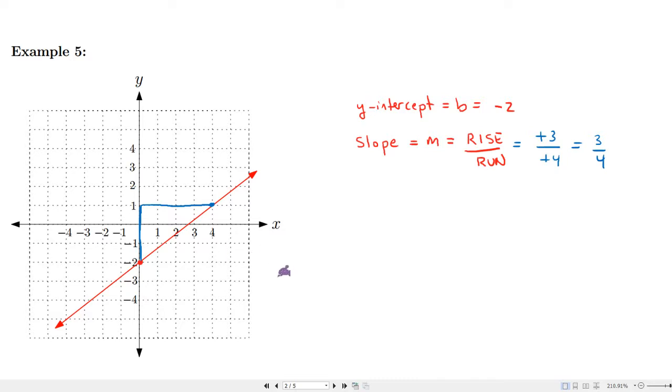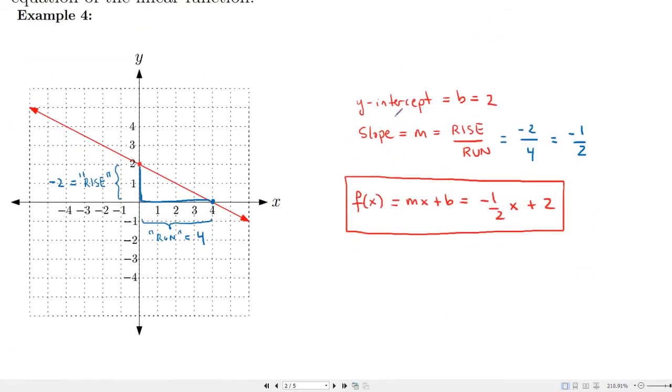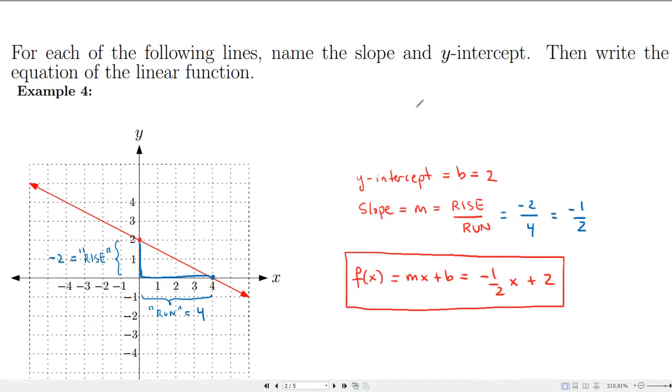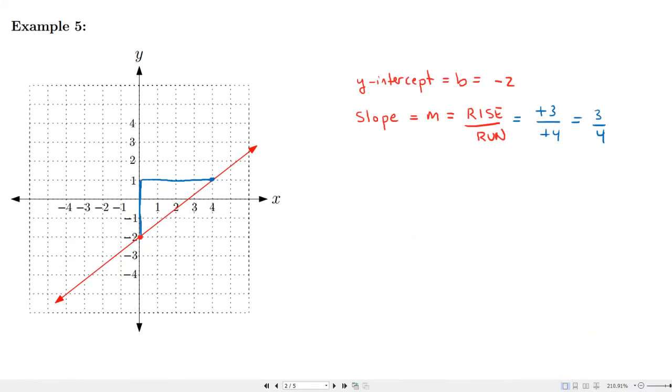All right, good. Now what else do we have to do here? Well, we were asked to write the equation of the linear function. So again, switch back to red here. f of x is mx plus b, and we determine both the slope and the intercept right here. That's m, that's b. So this would be 3/4 x, and then the b is negative 2, so minus 2.